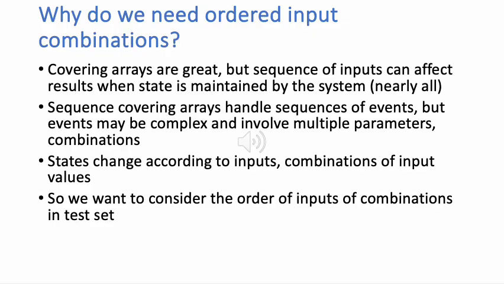If there's a branching condition that includes 2, 3, some number of input values, then of course whether that state changes according to that branch condition depends on the inputs that are seen by the program. And so obviously we do want to consider the order of inputs of combinations in a test set.